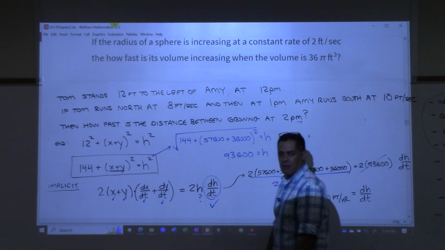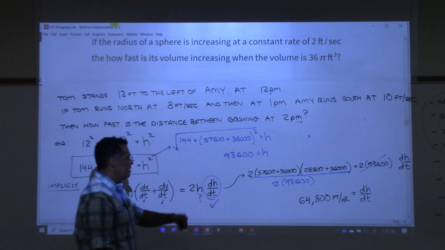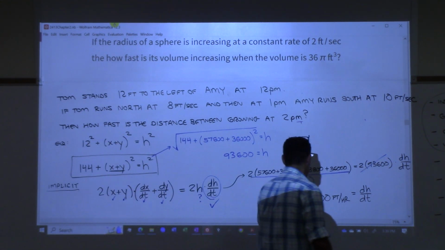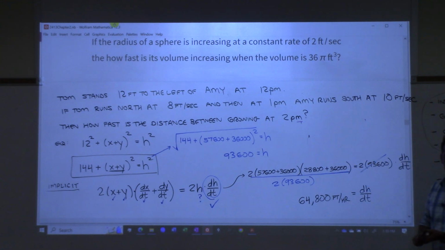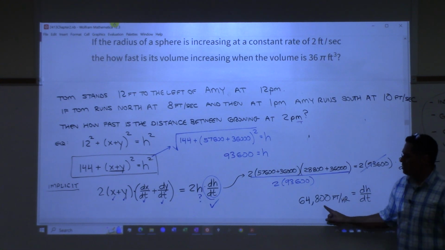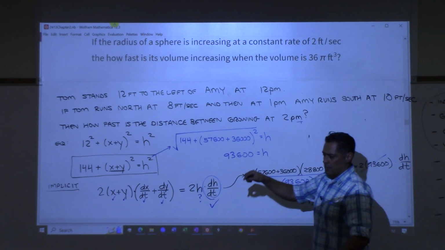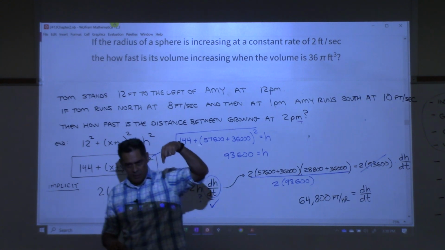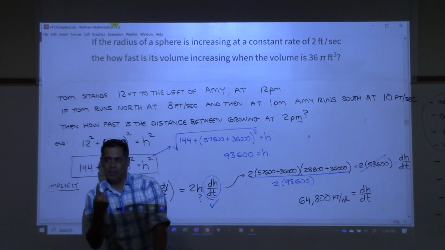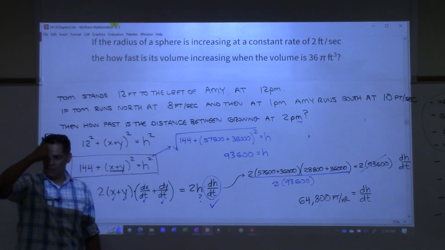Now we could get that back to feet per second, couldn't we? You could just divide that by 3,600. What happens if you divide that by 3,600? You get 18, which is really what? Think about it. If you divide this by 3,600, you get back to feet per second. What's her speed? Her speed is 10, and his is 8. And if you look at them, that's 18, isn't it?